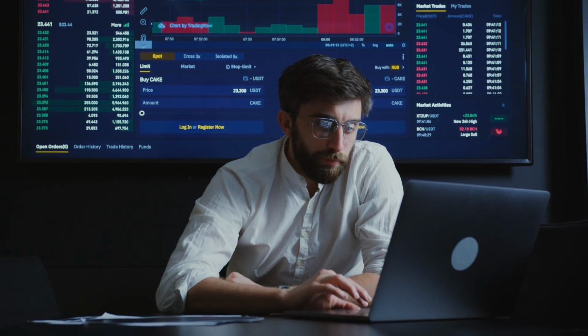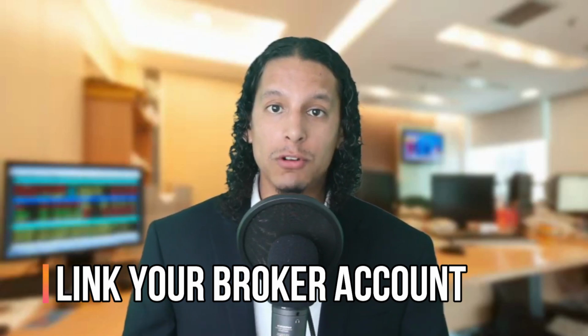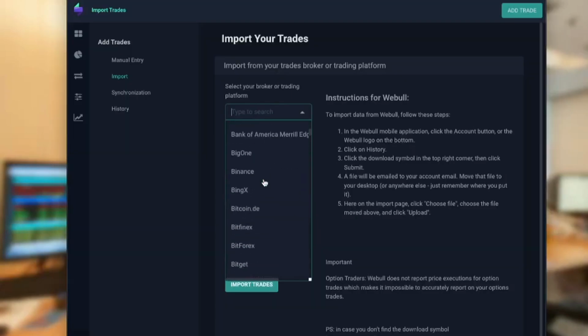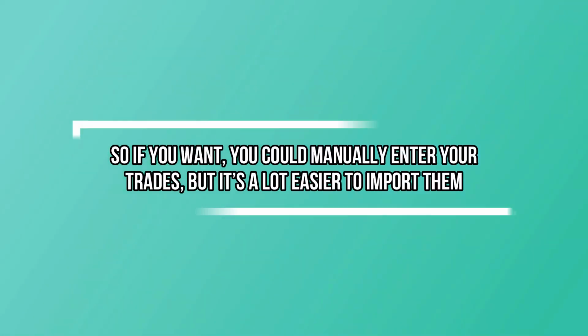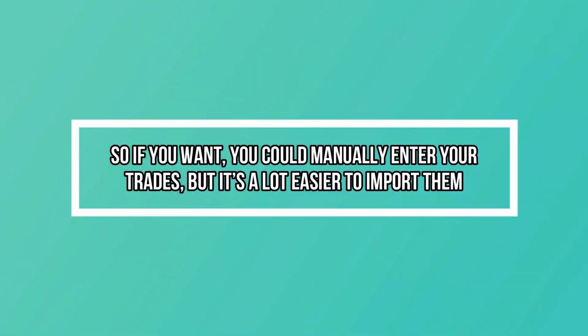So once you get to the dashboard, the first thing you might want to do is link your broker account for stocks or your crypto account. They support Webull, Coinbase, E-Trade, Thinkorswim, Robinhood, and over 240 other brokers and crypto exchanges. To do this, you go to Add Trade in the top right corner. So if you want, you can manually enter your trades, but it's a lot easier to just import them.